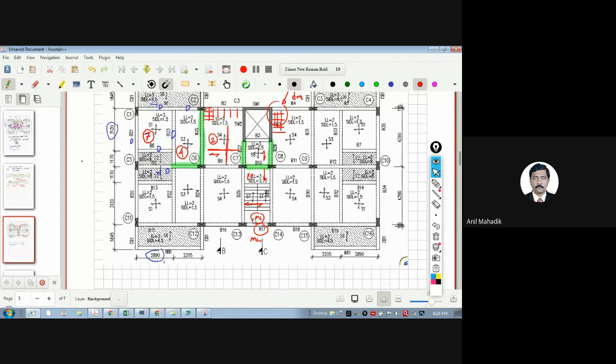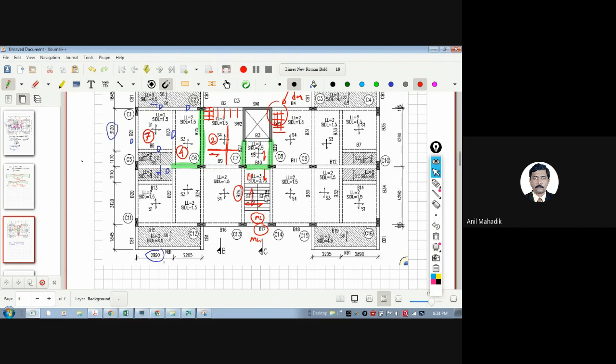Generally, we say that if Ly by Lx is less than 2, then it is a two-way slab, and if it is greater than 2, one-way. And we provide the main steel along the shorter span. So is it the case here? No, it is not possible, because the level is not the same, and even this beam is not continuous and is not available to receive the steel from the staircase.